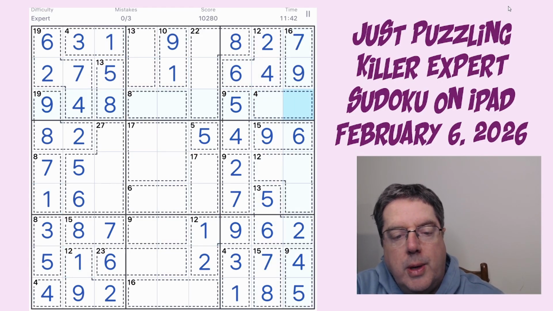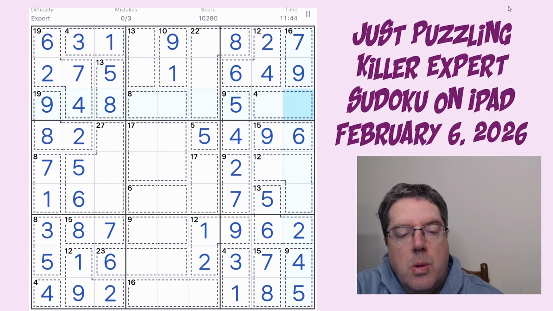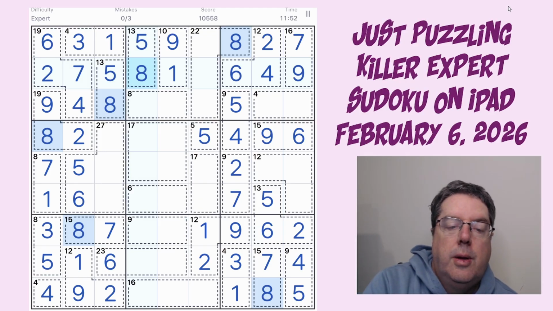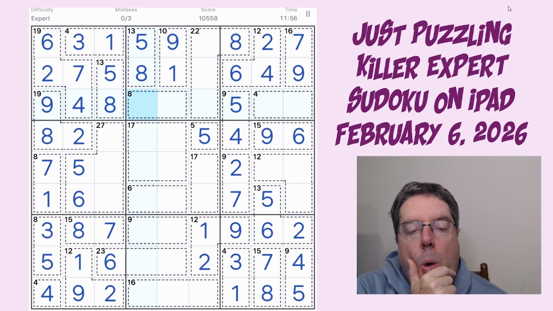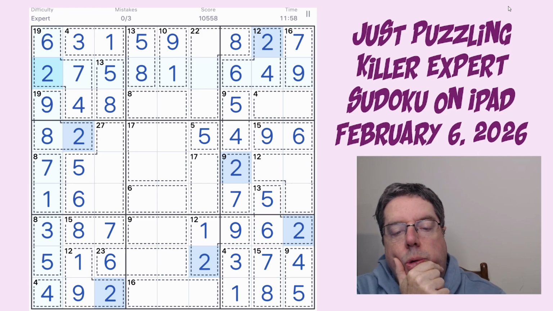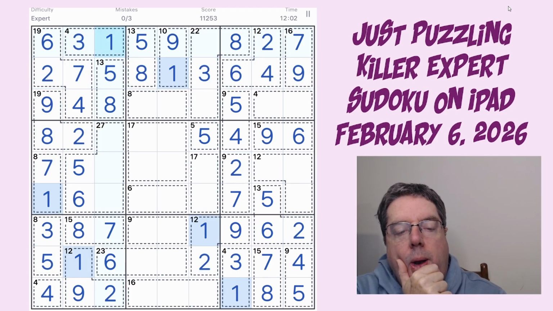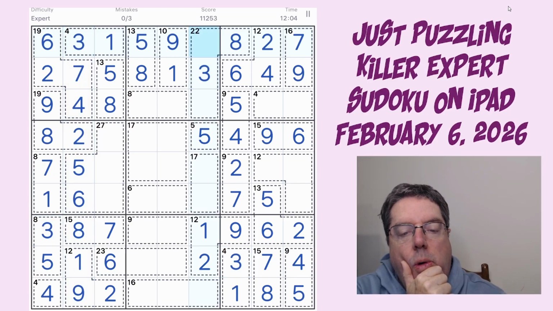Still got 1 and 3 here. So 6 and 7's out, so it is definitely 5 and 8. 5 can't be there, so that's a 5, leaving this to be an 8. So 3 and 5's there, so this is 2 and 6. 1, 2, 3. 1, 2, 3, 4.